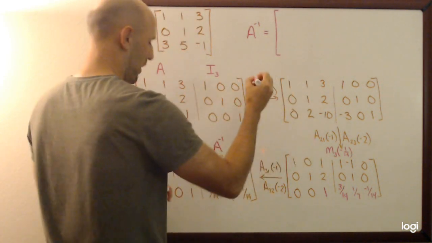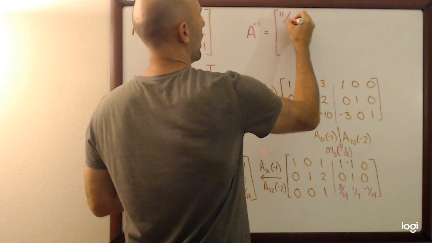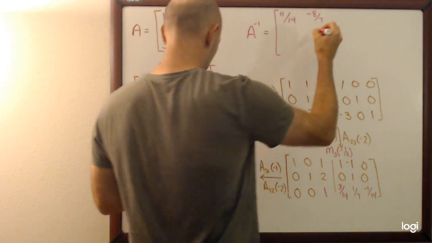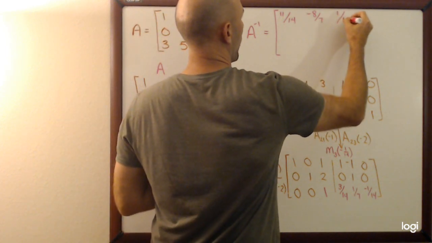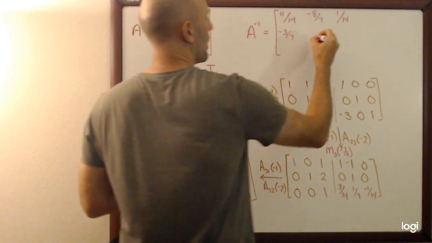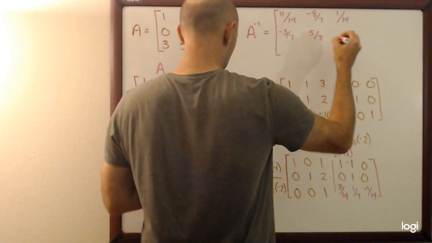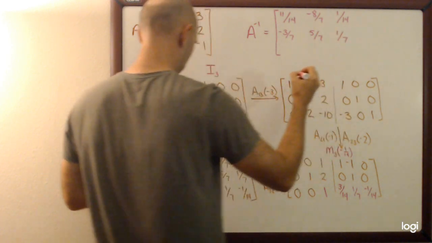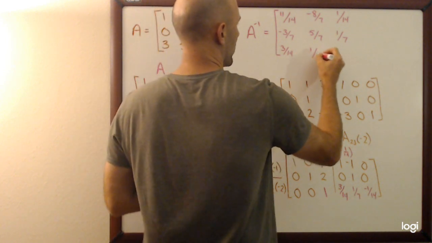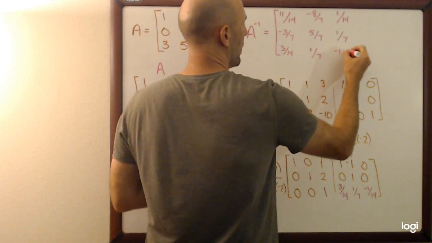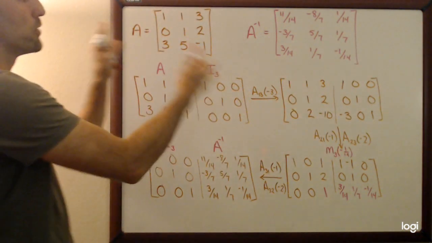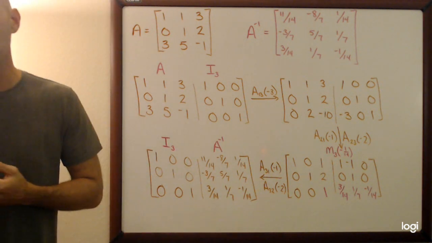We got A inverse is 11/14, negative 8/7, 1/14, negative 3/7, 5/7, 1/7, 3/14. This is hideous. 1/7, negative 1/14. So you should try that on your own. Okay, just multiply those things together to verify they do actually have an inverse.